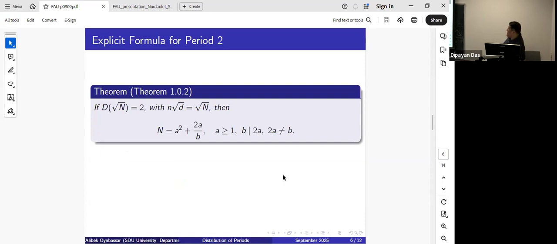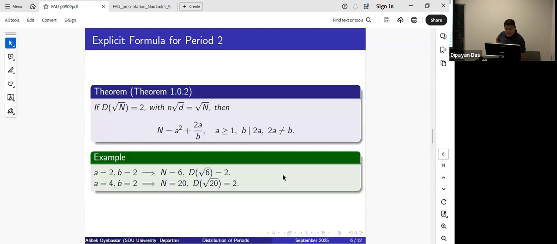Then we found this formula with a special condition. When our n is in this form under this condition, all of them will have period 2. I actually planned to show an example on my PC as well, but okay. As examples, the square root of 6 and the square root of 20 have period 2.